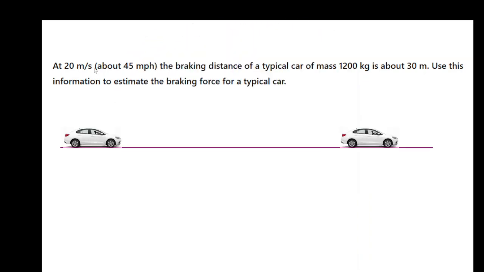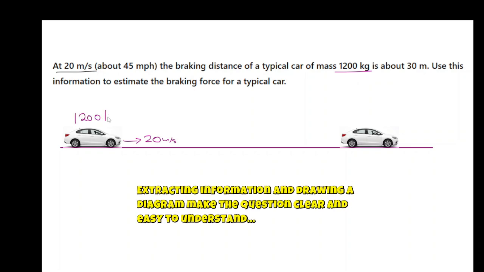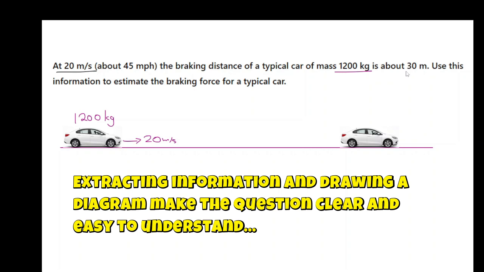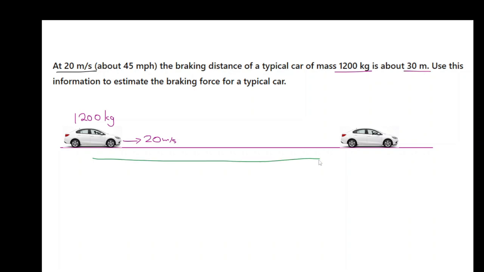At 20 meters per second, now this is the initial speed. So 20 meters per second or 45 miles per hour, probably. The braking distance of a typical car of mass 1,200 kilograms, so we know this car has a mass of 1,200 kilograms, is about 30 meters. So we can mark the distance on the diagram. This distance here is 30 meters.